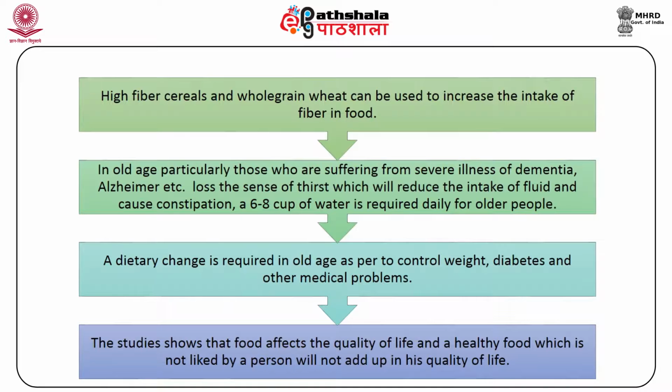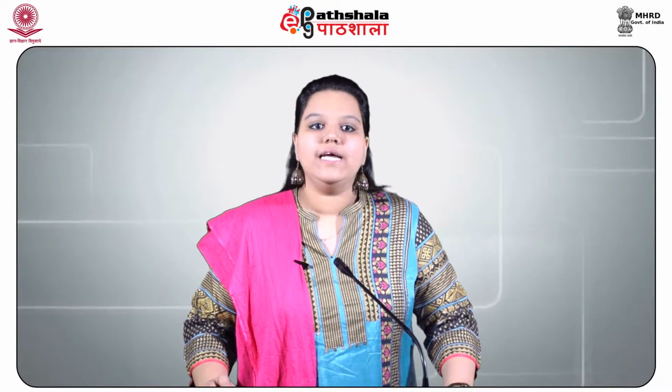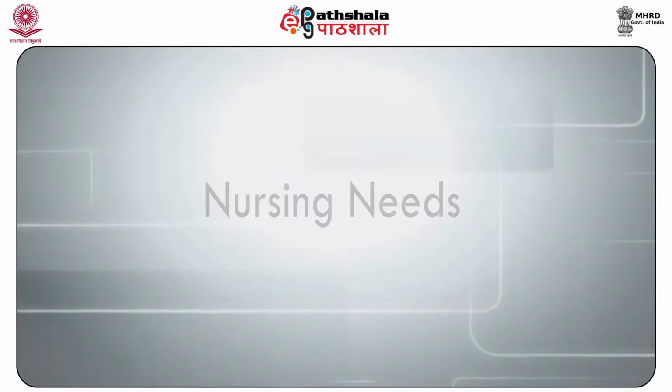In old age, particularly those who are suffering from severe illnesses such as dementia, Alzheimer's, etc., lose the sense of thirst, which will reduce the intake of fluid and cause constipation. 6 to 8 cups of water are required daily for older people. A dietary change is required in old age to control weight, diabetes and other medical problems. Studies show that food affects the quality of life, and a healthy food which is not liked by a person will not add to his quality of life. Therefore, the taste and preference of the older person should also be considered while planning a diet schedule.